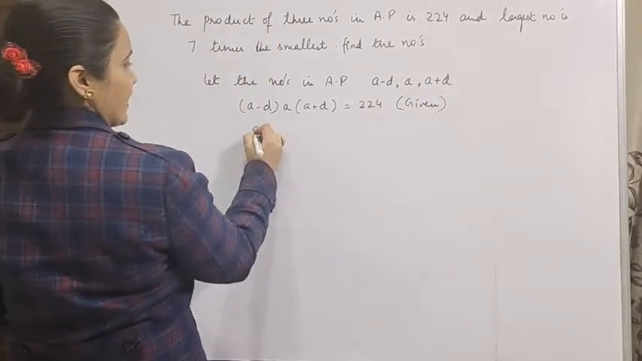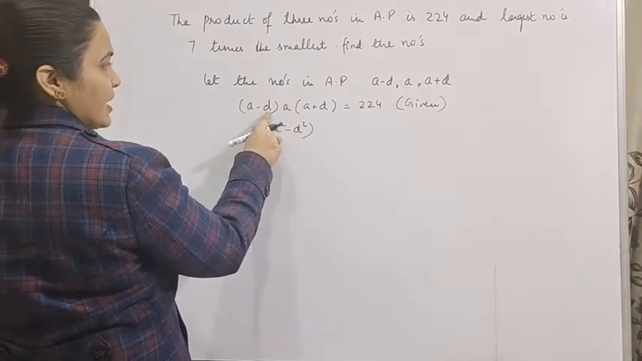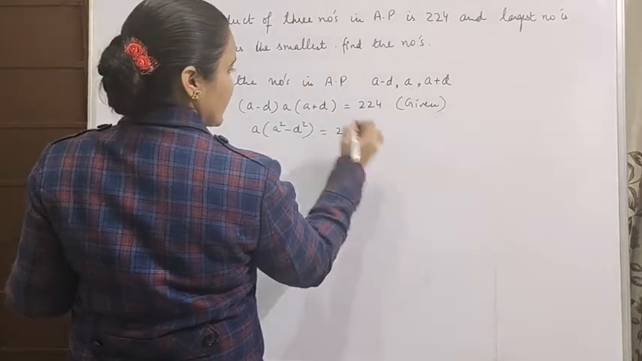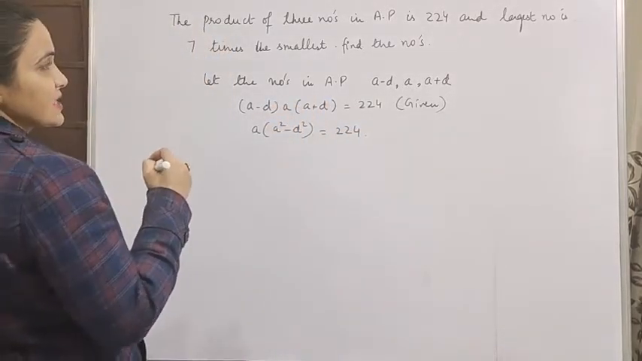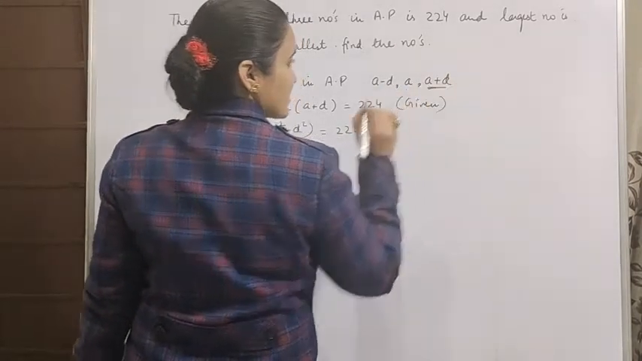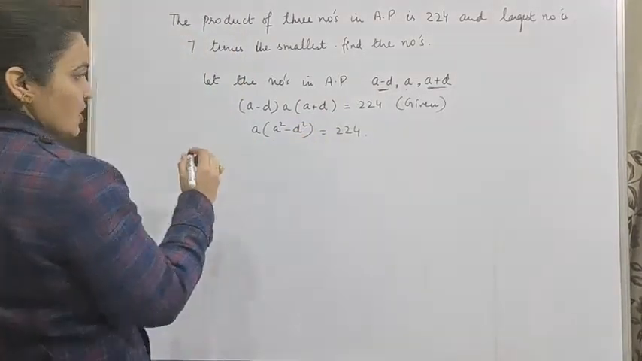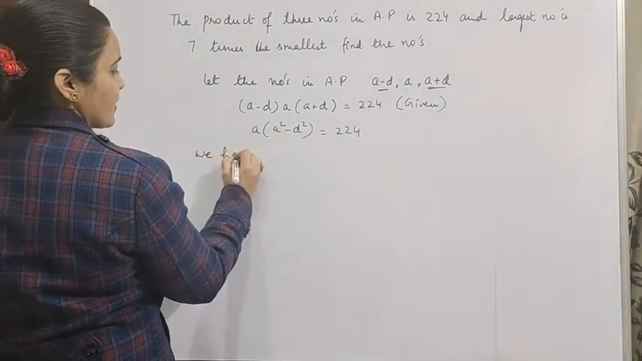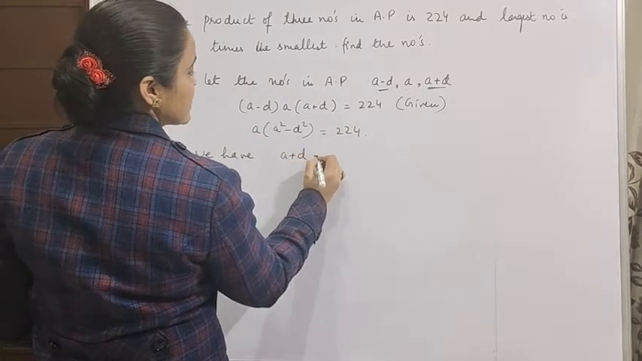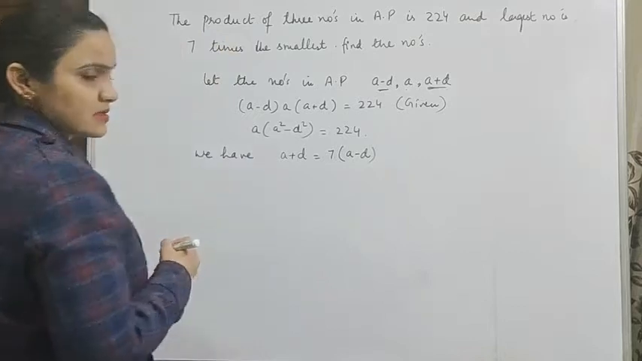So we have a times a square minus d square, as we did earlier. A minus d into a plus d is a square minus d square. This is equal to 224. Next condition is about the largest number. So the largest number among these three numbers is a plus d, which is 7 times the smallest, and the smallest is a minus d. So we also have that the largest, a plus d, is 7 times the smallest, a minus d.